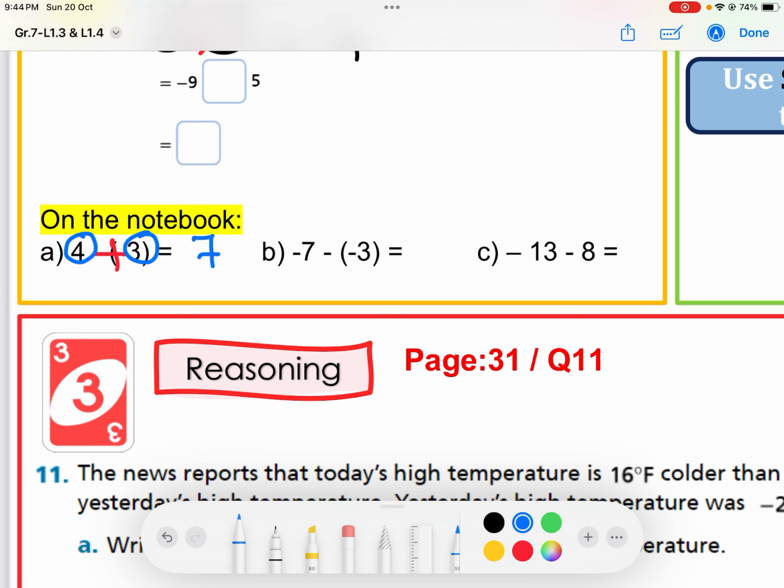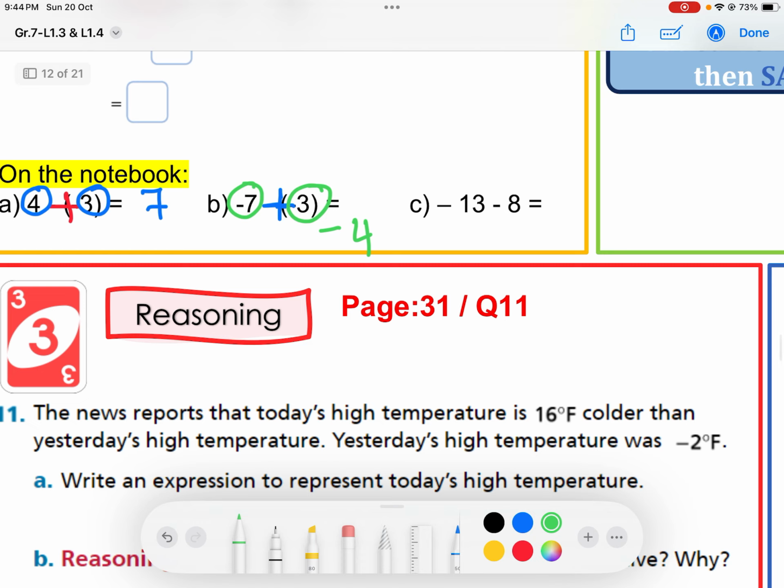The same idea now. Minus and minus, I see. Make them plus. And now circle. 7 is negative. 3 is positive. So subtract 7 minus 3, that's a 4. And the sign will be negative. 7 is greater than 3.